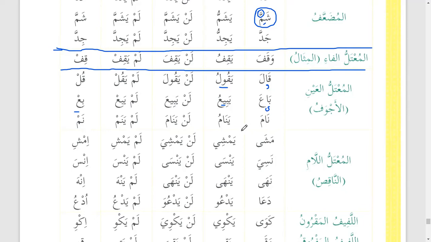What about nama yanamu? Nawama. Excellent. So it's nawema, samia, nawema yanamu, nama yanamu. So this is also ajwaf wawi, and we know that it comes either on the pattern of nasara yansuru or on the pattern of samia yasma'u. So it is nawema yanamu, nama yanamu, and nama.